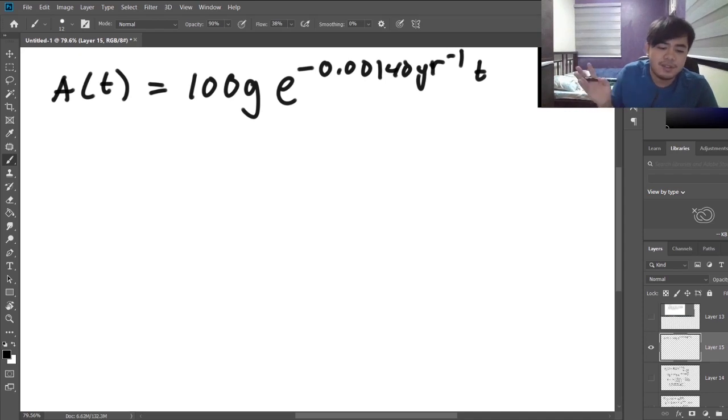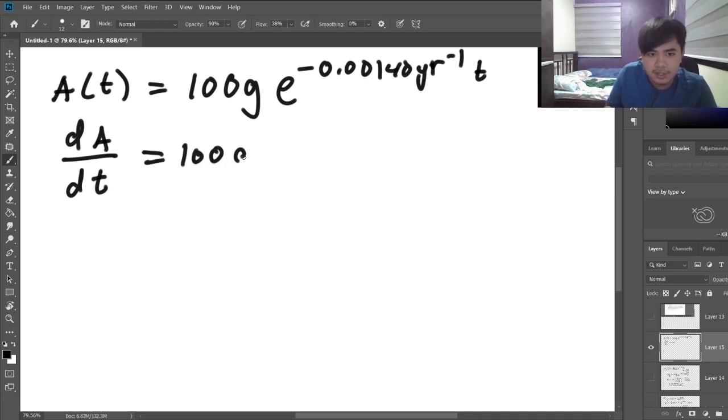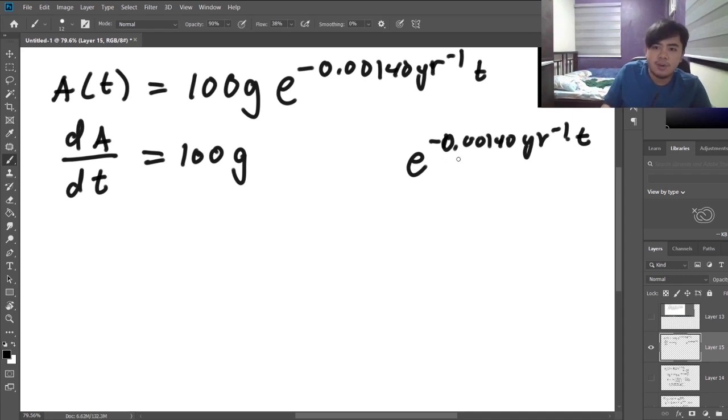So let's find the derivative of this. dA, A is the amount, over dt, the time, is equal to 100 grams, which remains there since it is just a constant multiple, a coefficient, times e to the negative 0.00140 inverse years times time. Then we multiply by the derivative of the inside, which is going to be this one.